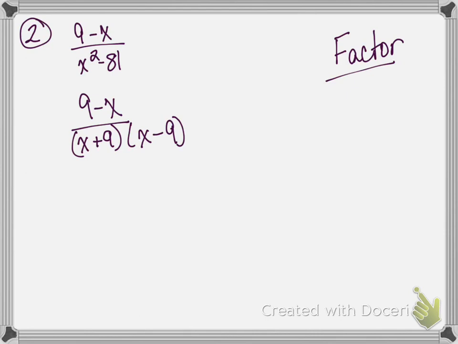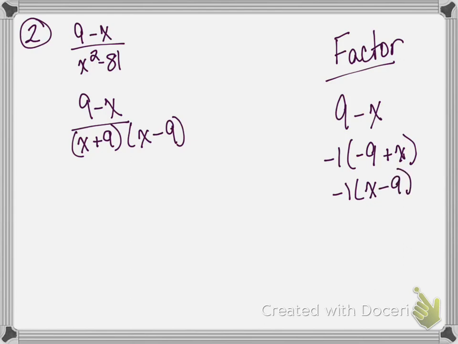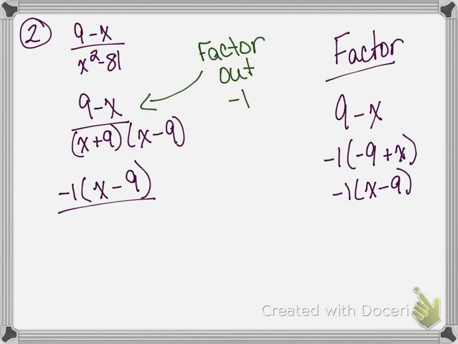What happens with this 9 minus x? If I factor out a negative 1, I get negative 9 plus x. And I can rewrite that as x minus 9. So I've actually got to factor out a negative 1. And that is a different idea. We've done it a couple times, but I want you to be aware of that. So we are factoring out a negative 1 there. So what I end up having is negative 1 times x minus 9 over x plus 9.